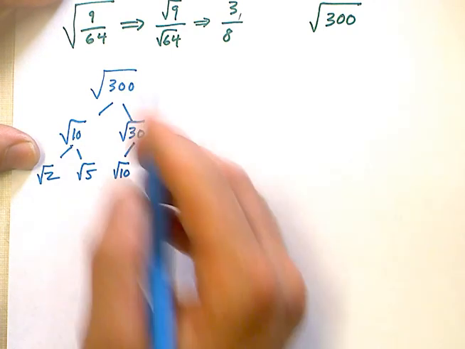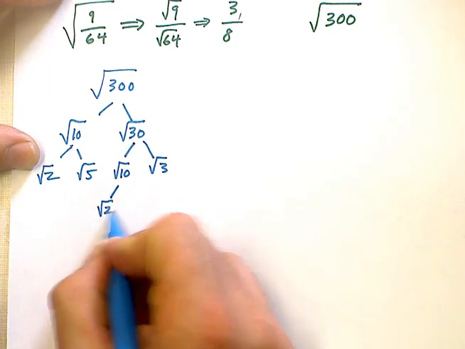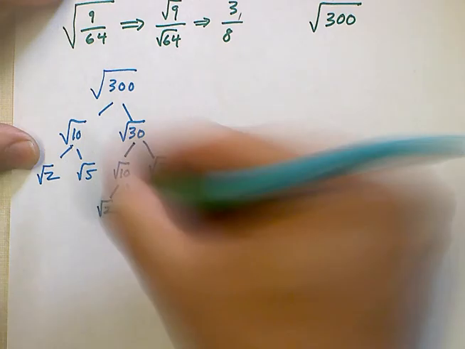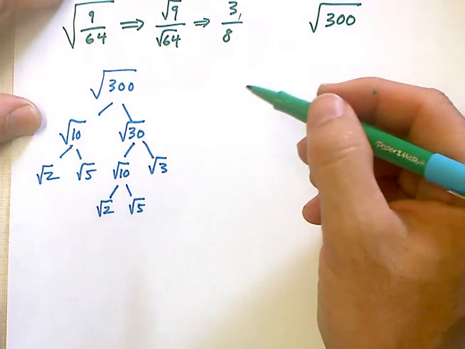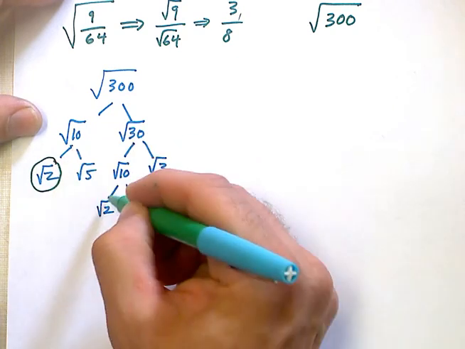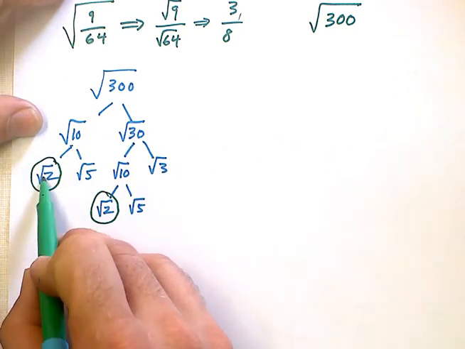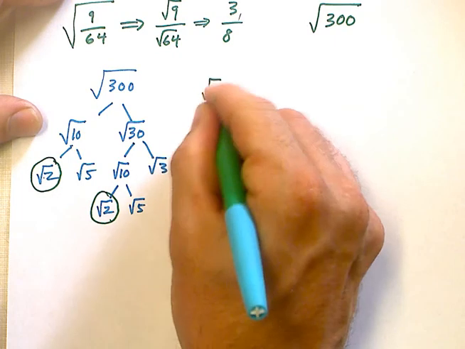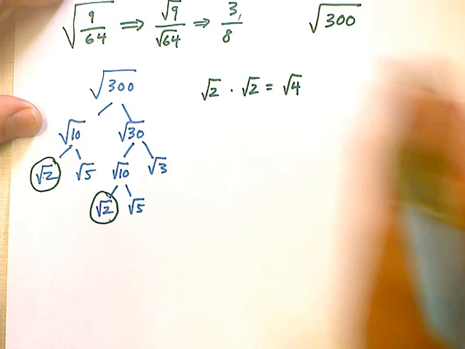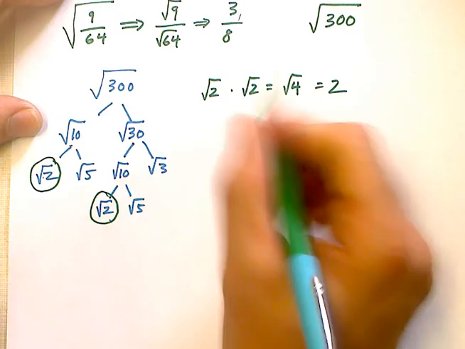And then I could say square root of 2, square root of 5 give me 10. So here I've made what they call a factor tree. Now one rule you have to know is that any time a radical repeats itself, it becomes that number, because square root of 2 times square root of 2 is square root of 4, and square root of 4 is 2. So since these two radicals repeat themselves, that basically becomes a 2.